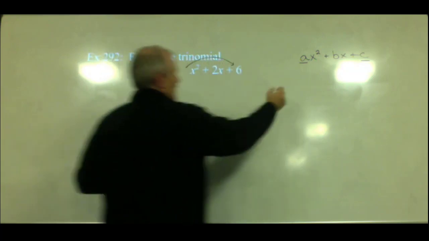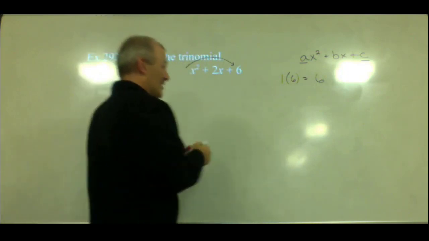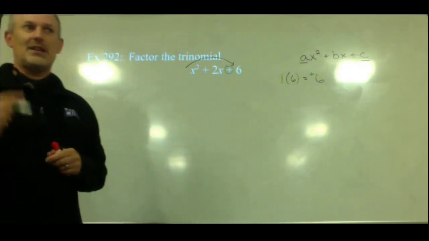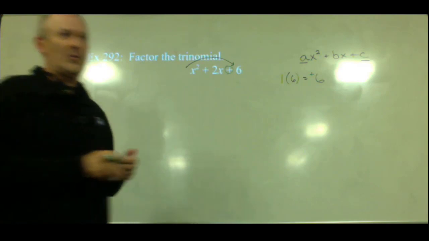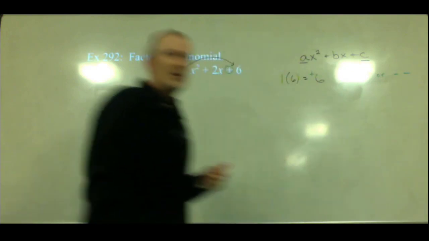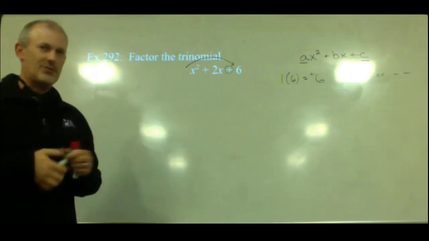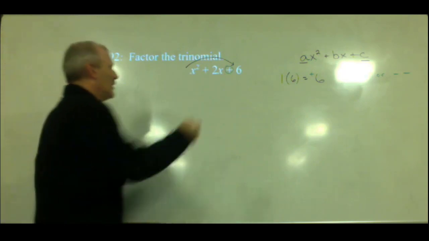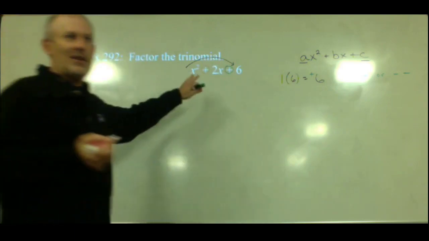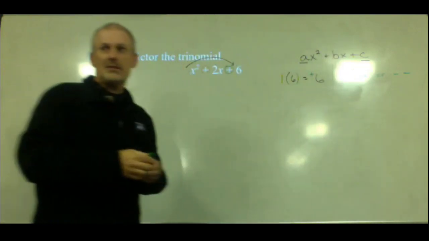6 is positive, right? What does that tell us about the signs of the numbers that we're looking for? They're both positive or both negative, right? Because they just have to multiply together to be a positive. That's what that tells us. Then we come over here, and we know they are both positive, right? Because they have to add up to be a positive 2. Does that make sense?